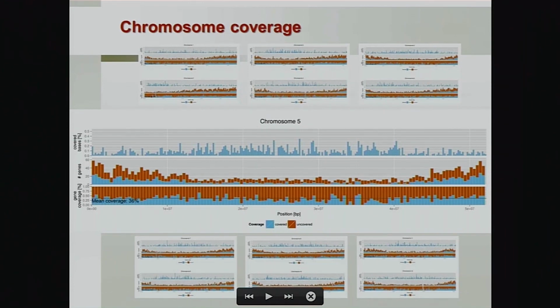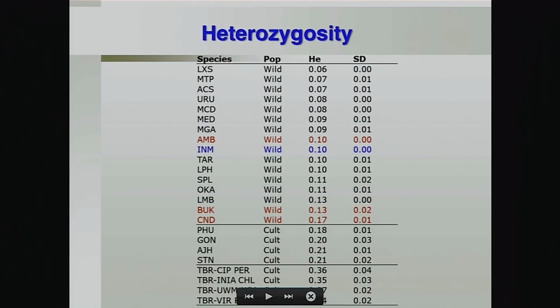Then, the other thing that we wanted to make sure is the chromosome coverage. If our SNPs are in all the chromosomes and the regions of the chromosome are well represented, okay? So you can see that this is from chromosome 5. But you can see almost the same picture in all 12 chromosomes of potato.